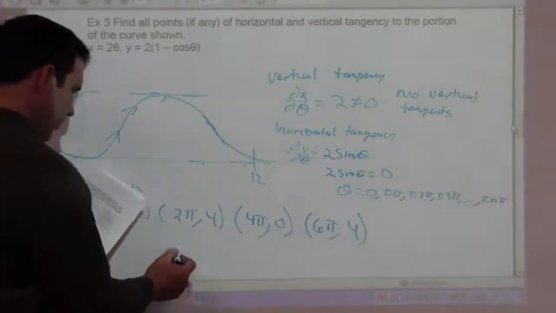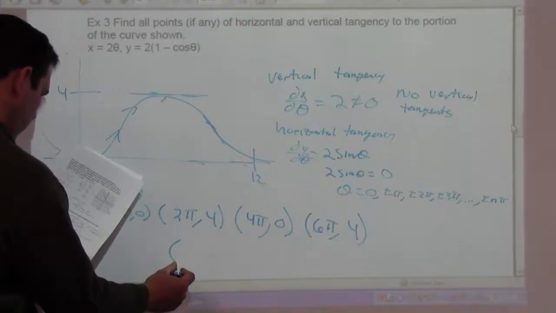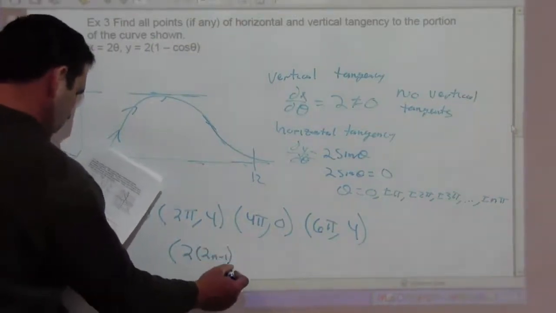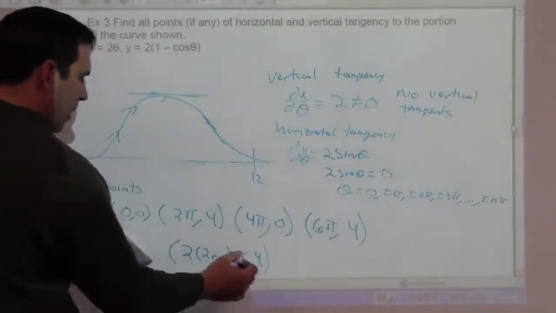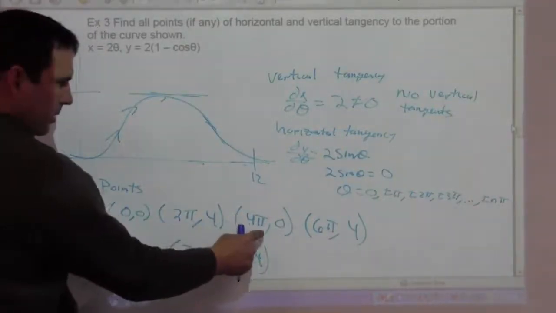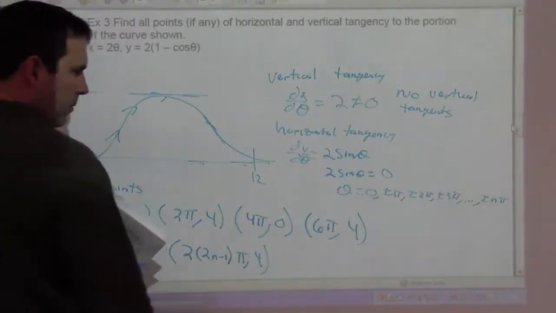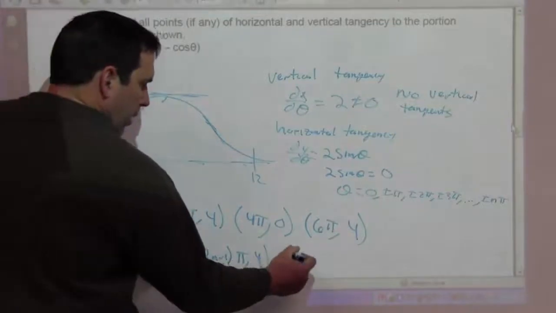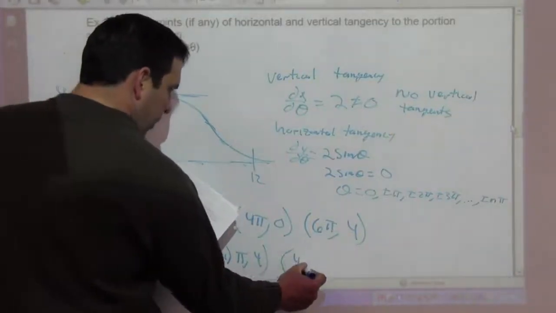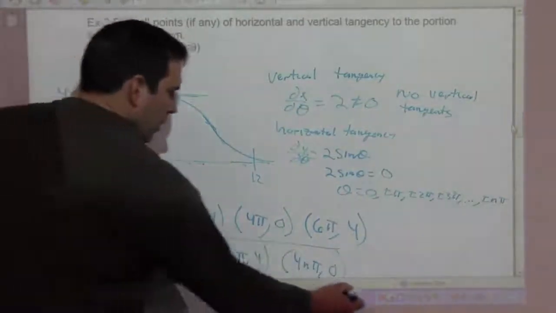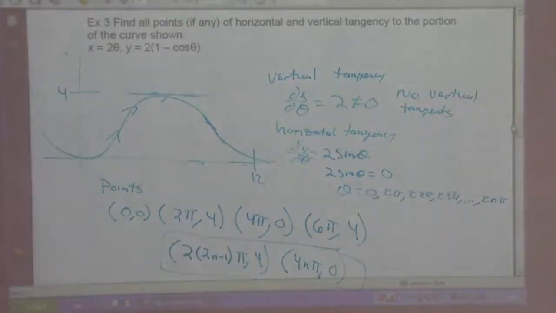So it's going to be 2 times the quantity 2n minus 1 times π, comma 4. That is, if it's 2 times an odd number, then you're going to get 4. Otherwise, it'll be 4nπ, and you'll always get a 0. Okay, again, feel free to pause that. I'm going to go on to the next page.